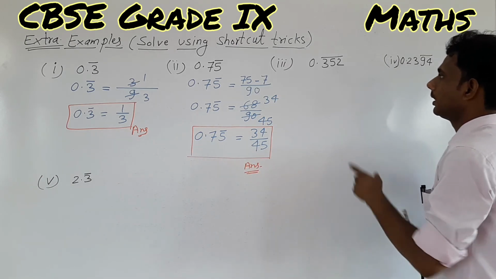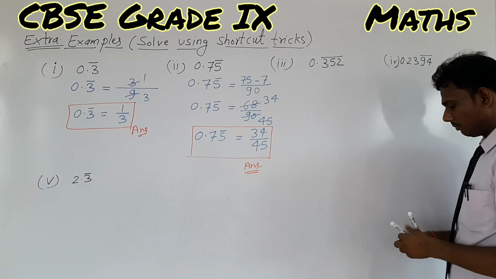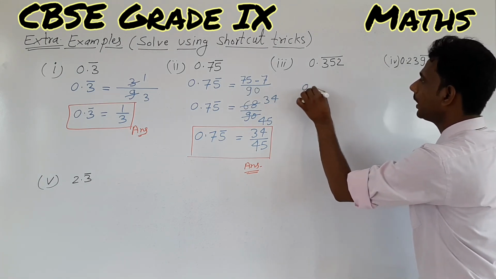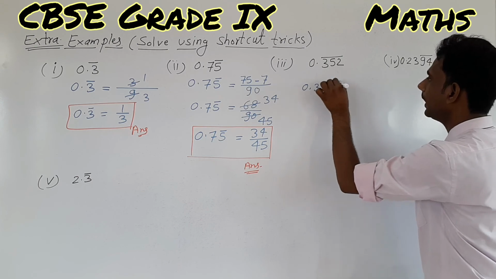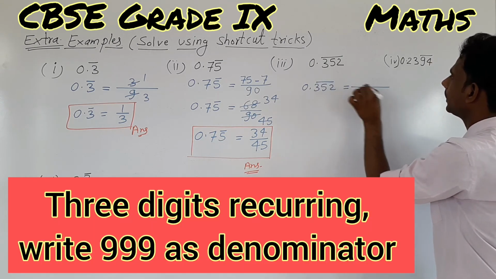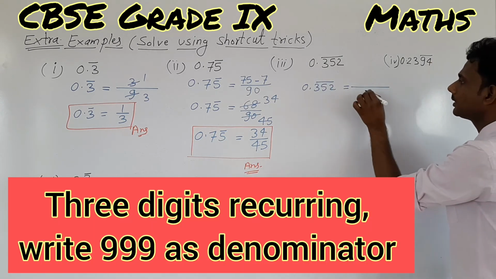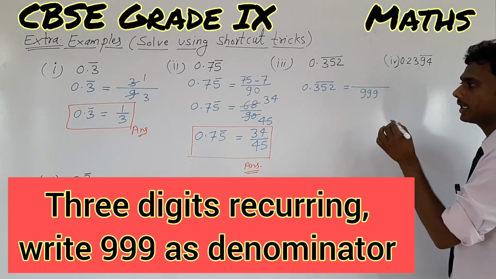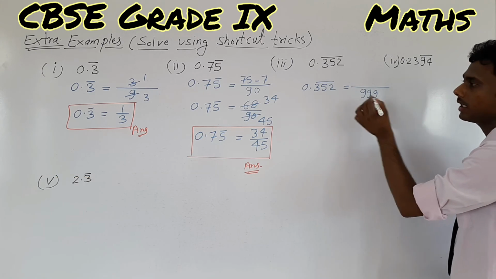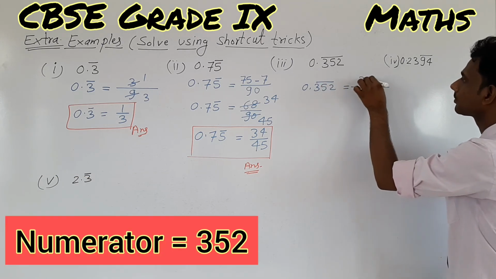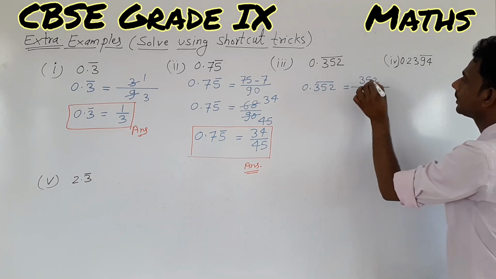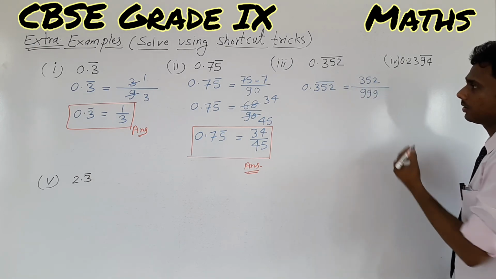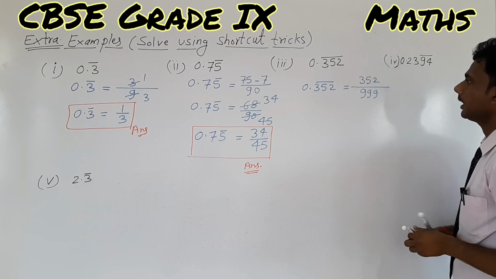Third is 0.352 bar. 3 digits are recurring. 0.352 bar equal to, in denominator you write 999. All digits are recurring, then you write 999. In numerator you write 352. Now reduce it. Is it reducing? 5 plus 2 is 7, plus 3 is 10. No need to reduce it. This is the answer.